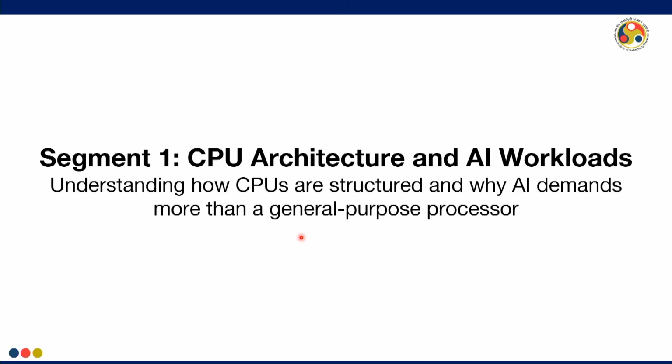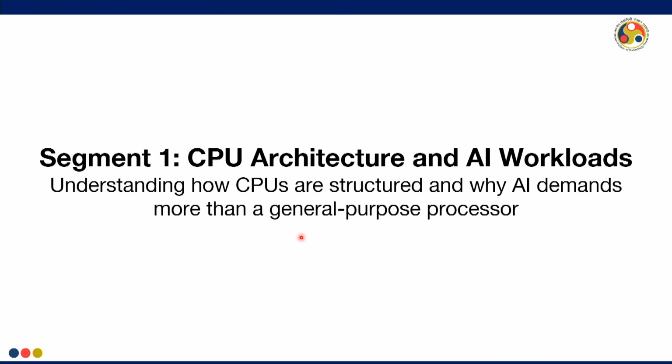As we talked about in the previous slide, we will talk about CPU architecture and AI workloads. We will define a few parameters and metrics in this week. Those things will be used throughout your course, so it is essential to understand. So understanding how CPUs are structured, and why AI demands more than the general purpose processing unit that you have in laptops, desktops, mobile phones, and even workstations and server PCs, those aspects we will discuss in this segment.